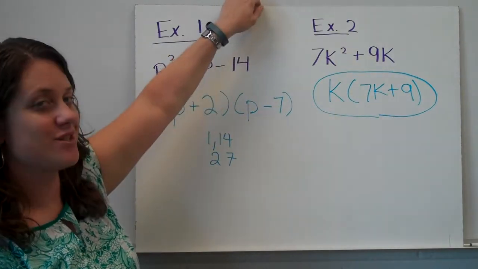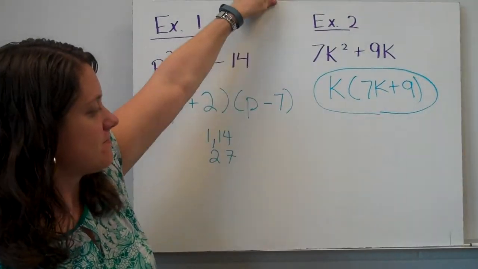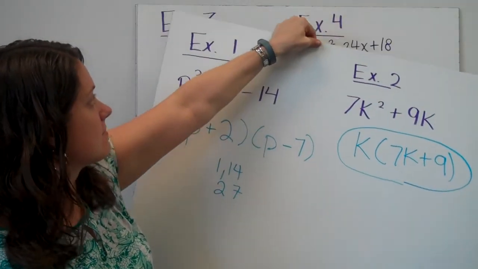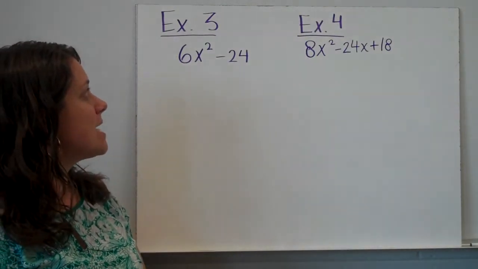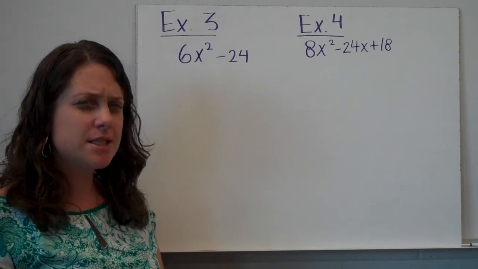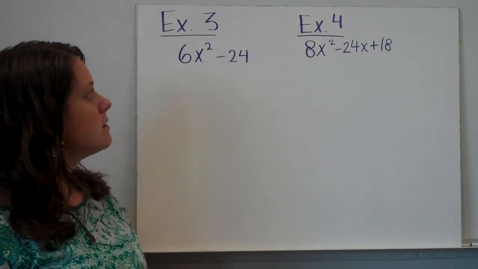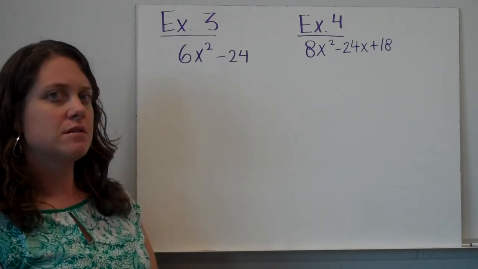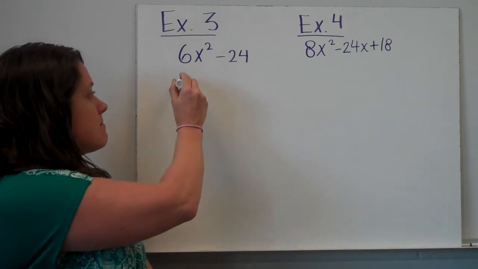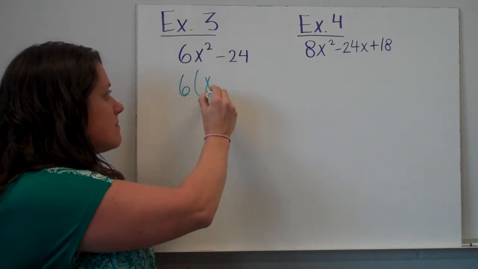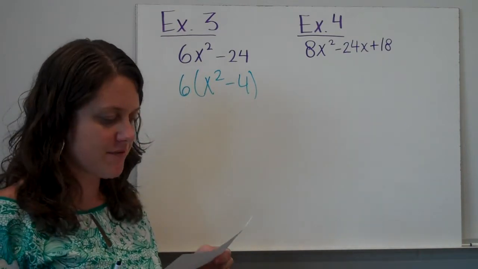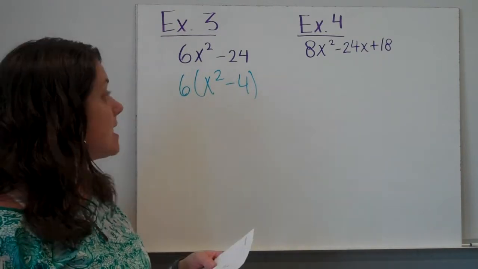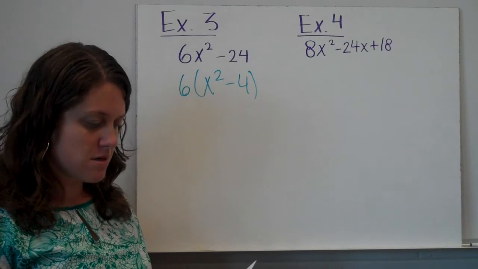All right, let's try some more examples. All right, so step 1. Does it have a greatest common factor? Does it? 6. Okay. All right, I took out the greatest common factor. What is next? Does it have only two terms?